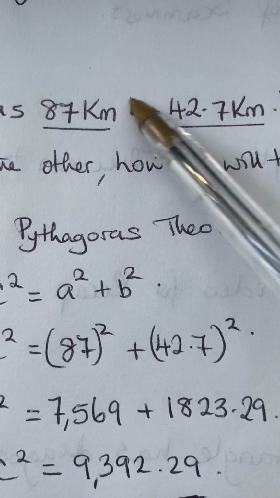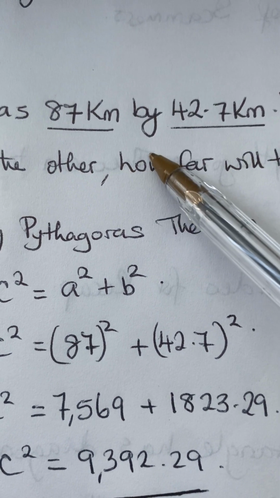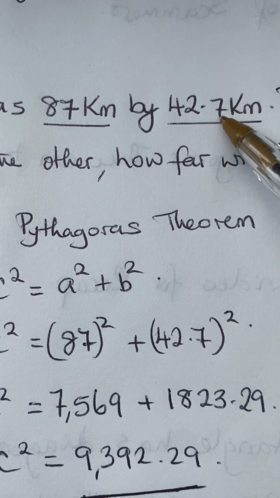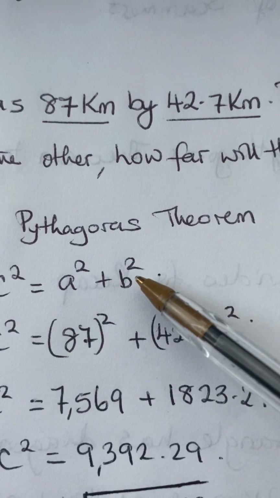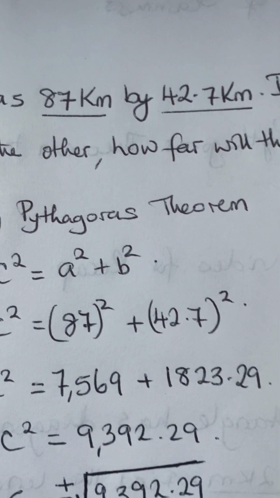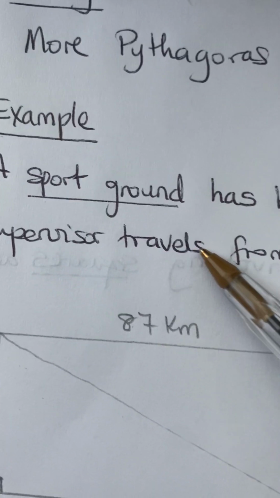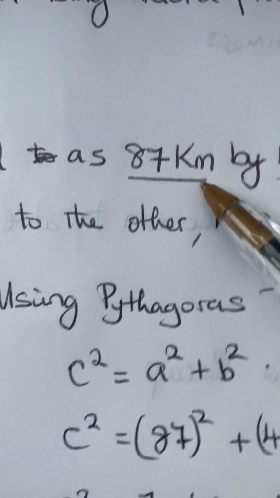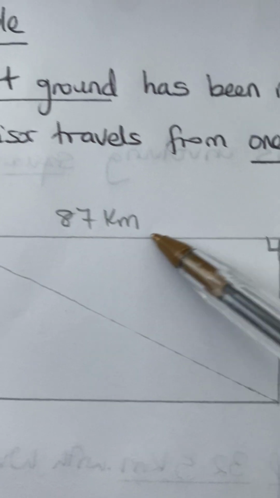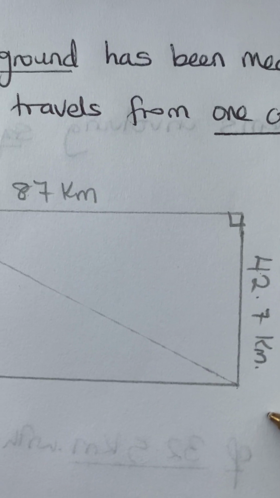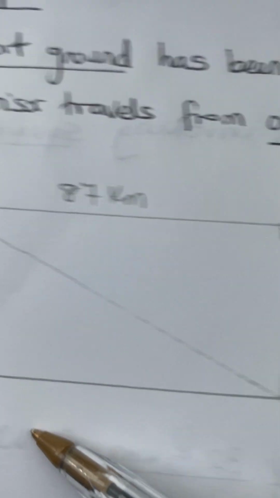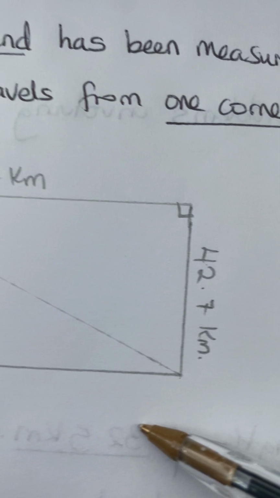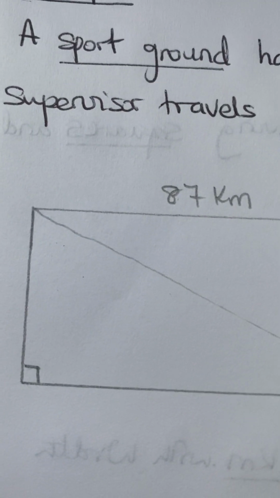Initially, if you are not good at this, you wouldn't even be able to think about Pythagoras. But because it doesn't involve time and it involves distance, I will sketch first and see what I can apply, because you've learned a lot of things that you can apply. But they've said a sports ground is measured. So now 87 by 42 kilometers. So the other side will also be 87 by 42.7 kilometers.